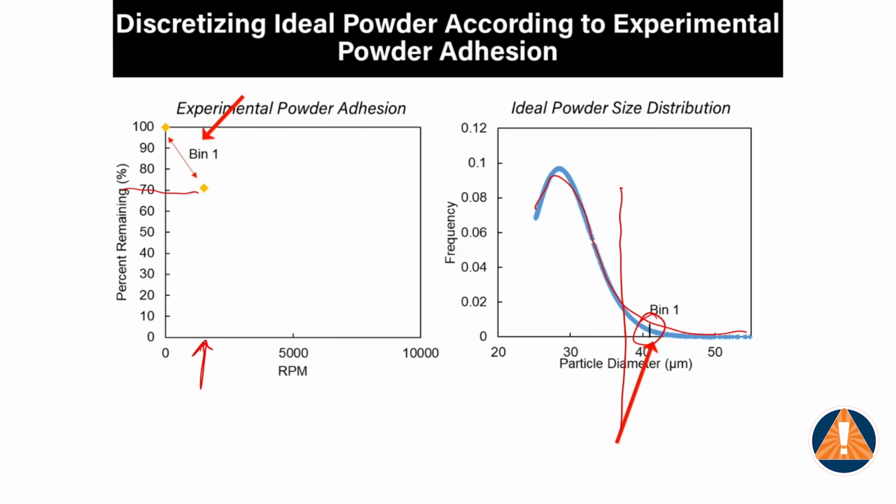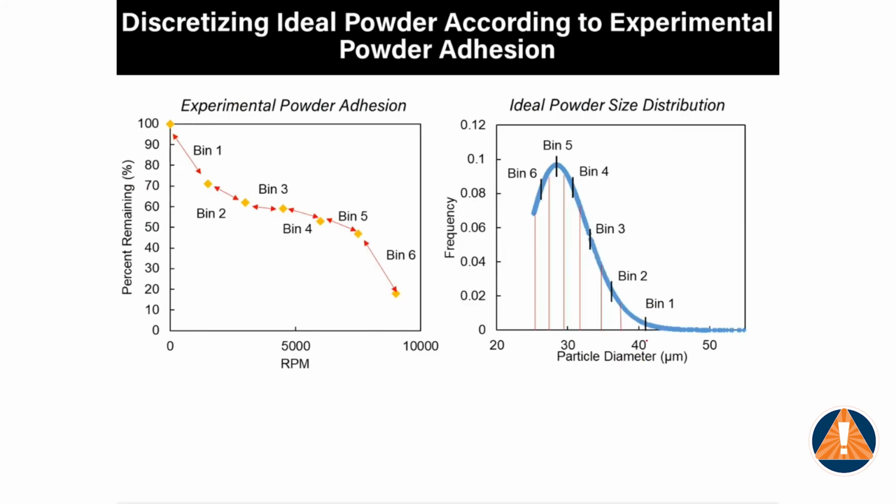I'm going to assume all the particles that came off in this one step right here were of this average size. Okay? And then I'm going to do it again, and again, and again for each step size of rotational speed that I took, and I'm going to break up my size distribution again, and again. So every one of these steps on the left-hand side corresponds to powder coming off the surface that has an average size from the distribution.